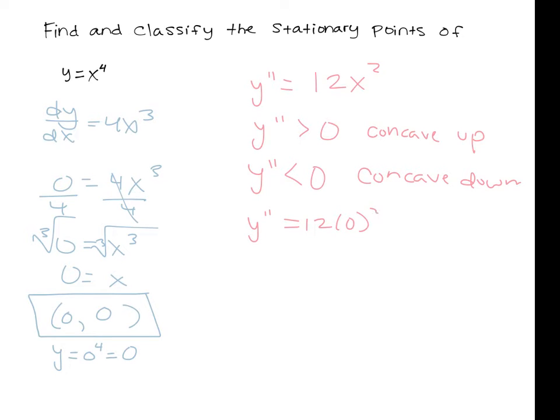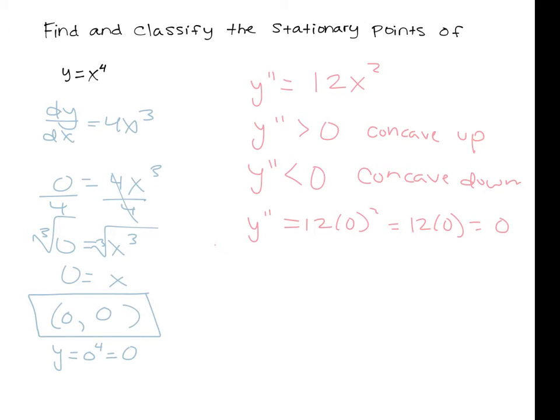Now here's the only issue. In this example, when we plug in 0, we get 12 times 0, which is 0. As we know, 0 is not positive, and it's also not negative, so unfortunately that concavity test didn't tell us whether our function was concave up or concave down. And sometimes that happens. This is an example of that happening, and whenever that happens, we have no choice but to use the sign test.